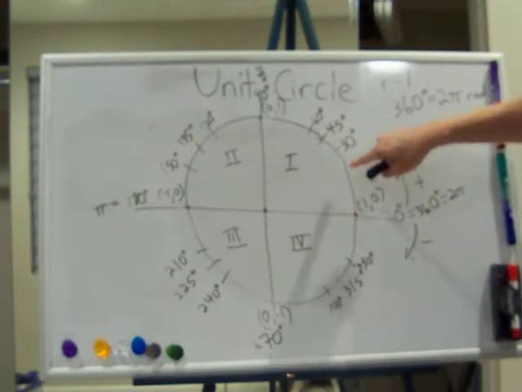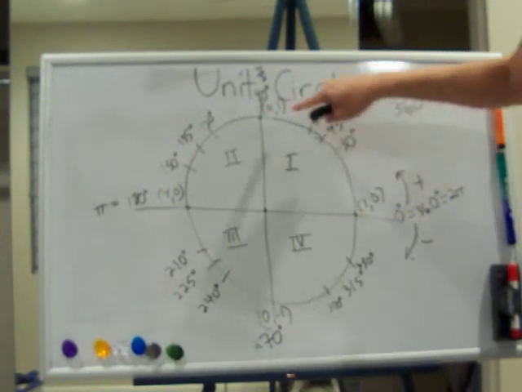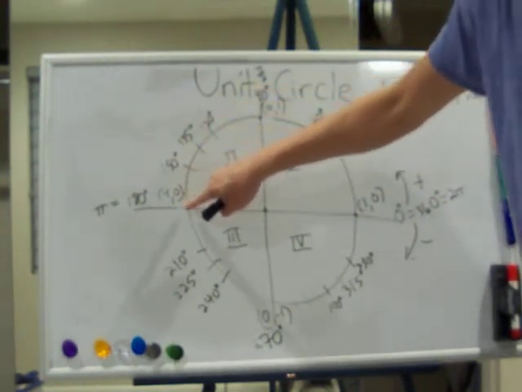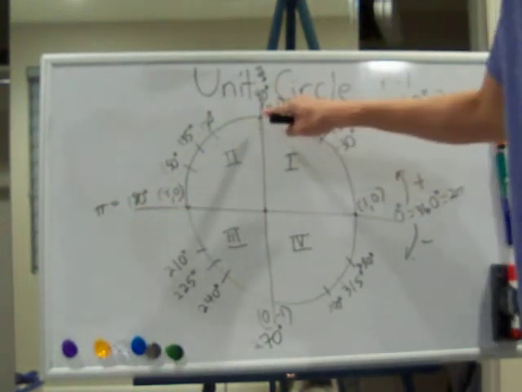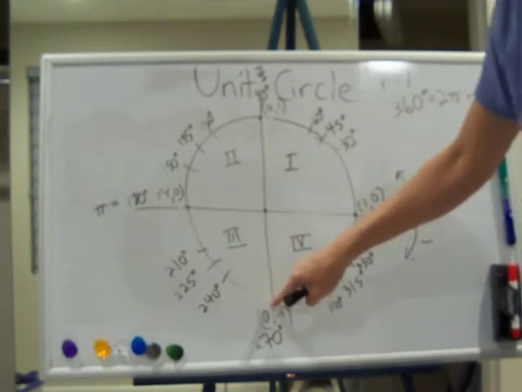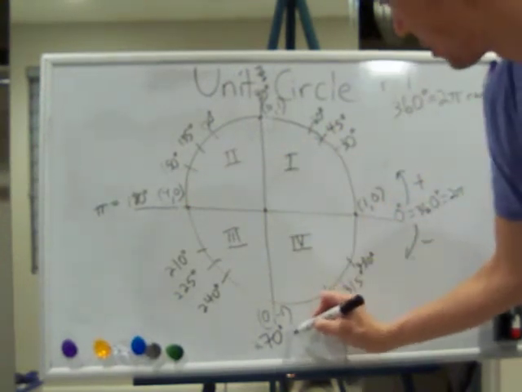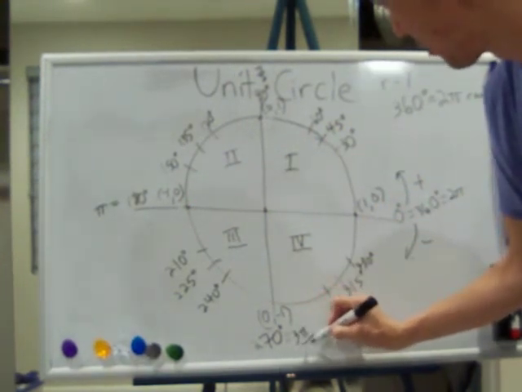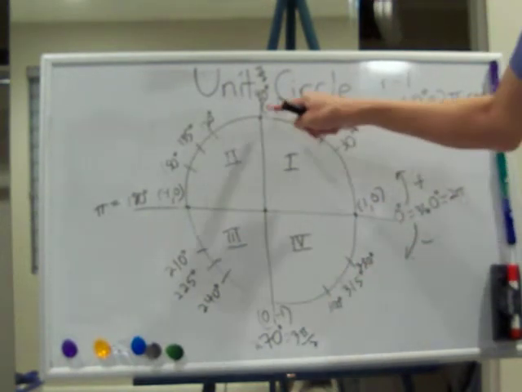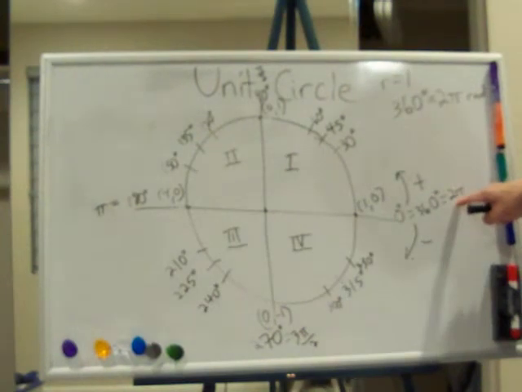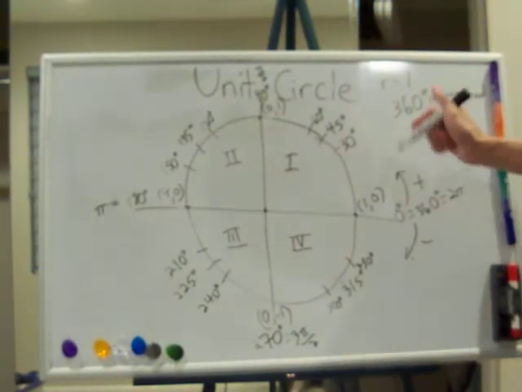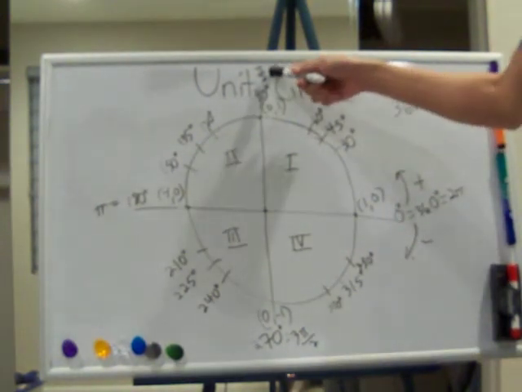So from here it's 1 pi over 2, 2 pi over 2, which is the same as pi. So 1 pi over 2, 2 pi over 2, 3 pi over 2. So this is equal to 3 pi over 2. 1 pi over 2, 2 pi over 2, 3 pi over 2, 4 pi over 2, which is the same as 2 pi, right? So then, what's half of pi over 2?